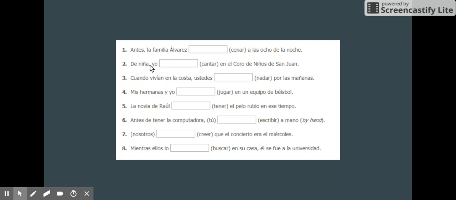Number 3: Cuando vivían en la costa, ustedes nadar por las mañanas. Nadar means to swim. So: Cuando vivían en la costa, ustedes nadaban por las mañanas. When they lived on the coast, they would swim in the mornings. We don't know how long they lived on the coast, when they stopped living on the coast, or when they stopped swimming. We just know that for an indefinite period of time in the past, they would swim in the mornings.